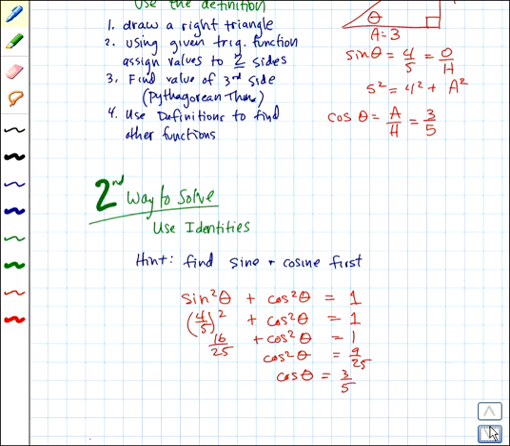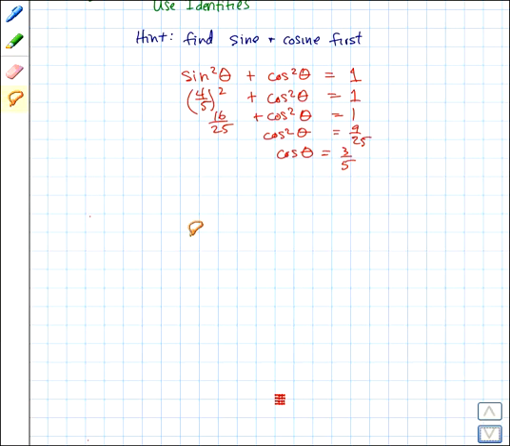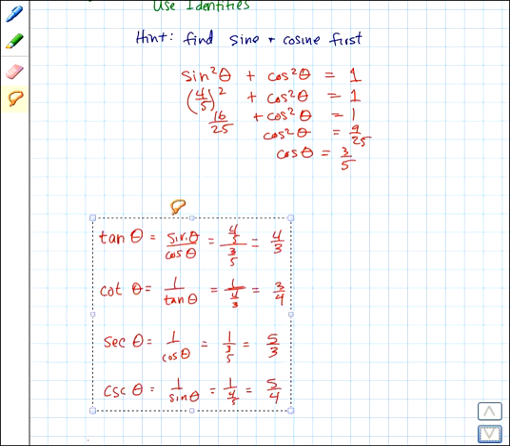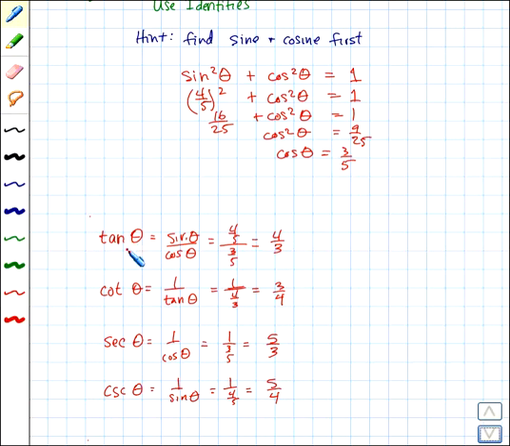Now, what we can do is use the cosine, and we also know the sine is 4 over 5, to go ahead and determine the others using identities. So remember the identity that said tangent is equal to sine over cosine. Well, now we can plug in our value for sine, our value for cosine to determine tangent is 4 over 3. And we can do that with cotangent, 1 over tangent, secant, 1 over cosine, cosecant, 1 over sine. And we can get all of our other functions using identities.